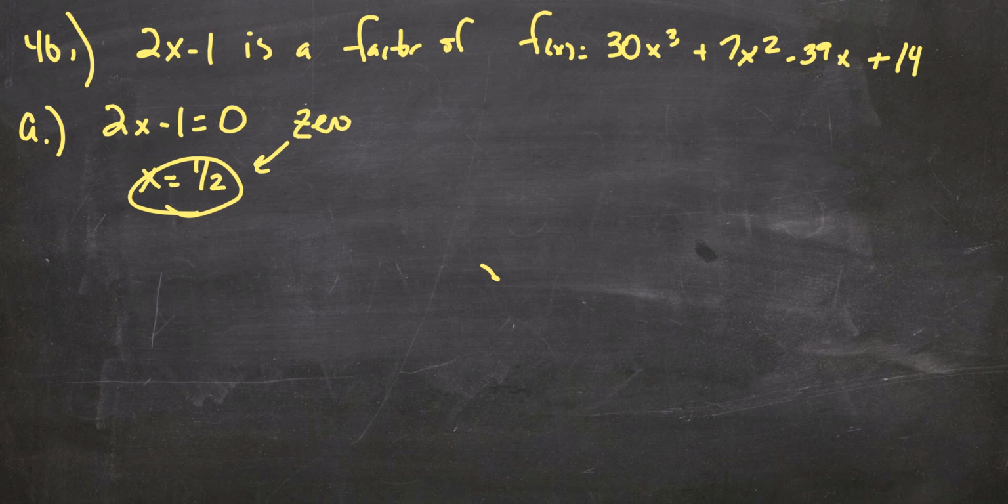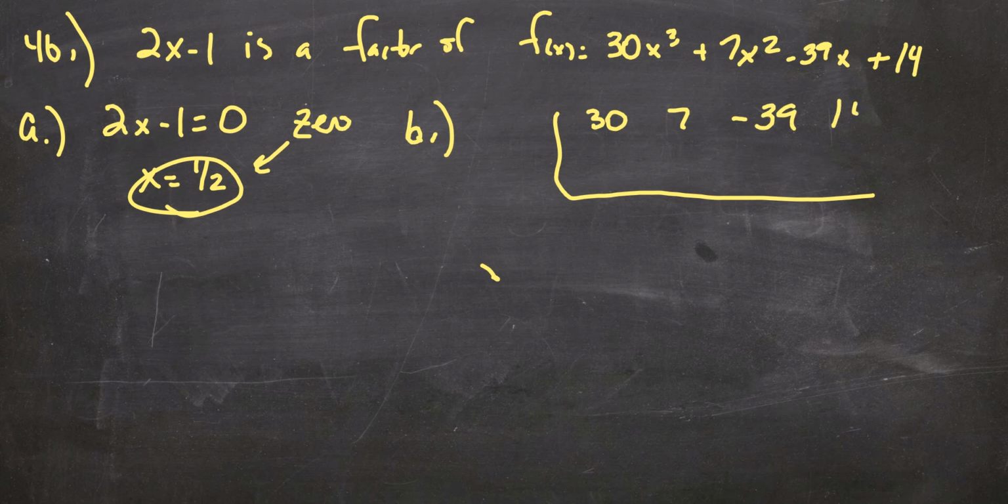Now B says use synthetic division to break it down. So in B I'm going to do synthetic division just like I did before, but I'm going to put 1/2 outside. So I'm going to make my box. I'm going to put 30, 7, -39, and 14. I'm going to put 1/2 out there.